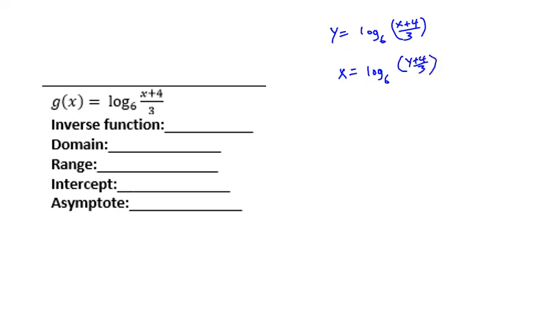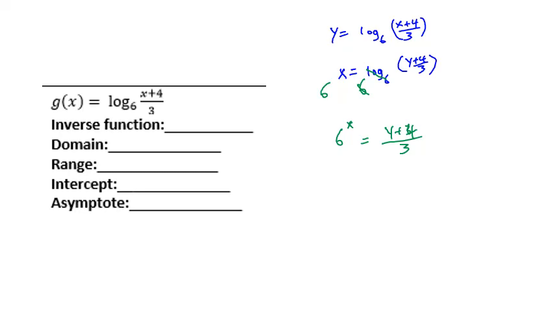Then we're going to solve for y. In this case, we need to get rid of the log. So we're going to make the base on both sides 6. So on the left side, we'd end up with 6 to the x. And on the right side, the log base 6 and the base 6 cancel each other out. So we're just left with y plus 4 over 3.